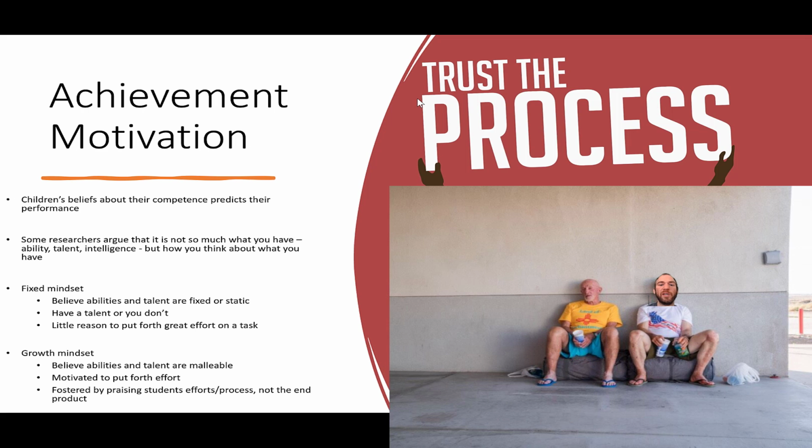Getting back to achievement motivation, children's beliefs about their competence predict their performance. Some researchers argue that it's not so much what you have, your ability, your talent, and your intelligence, but how you think about what you have. With a fixed mindset, individuals believe their abilities and talent are fixed or static. You have a talent or you don't. There's little reason to put forth great effort on a task. Versus a growth mindset, which believes that abilities and talents are malleable, is motivated to put forth effort, and is fostered by praising students' effort and process, not the end product.